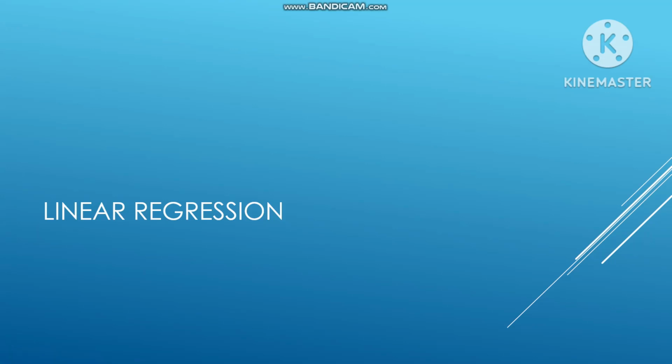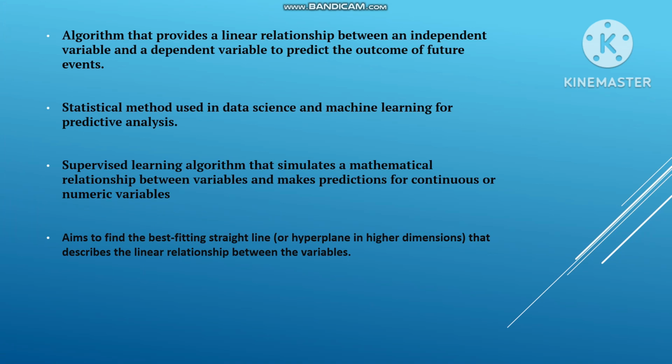In this video, we are going to learn about linear regression. So what is linear regression? It provides a linear relationship between an independent variable and a dependent variable to predict the outcome of future events. Before we dive deep into the concept, first let us understand what is an independent variable and a dependent variable.